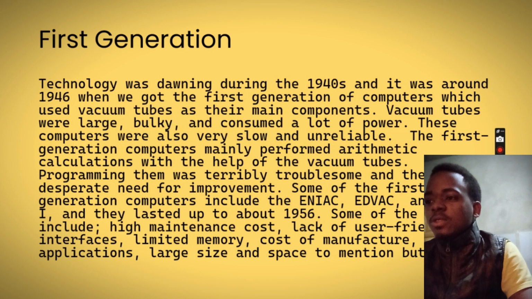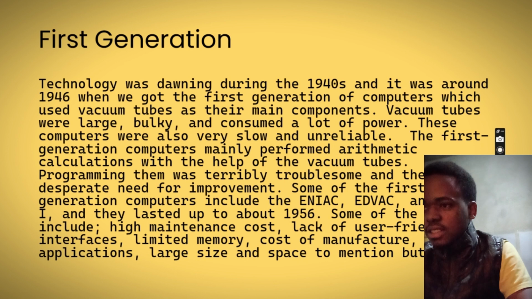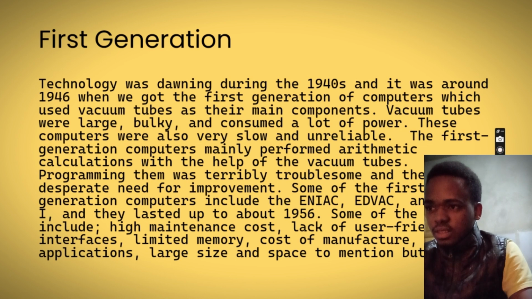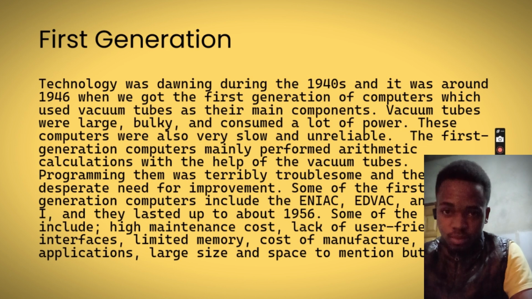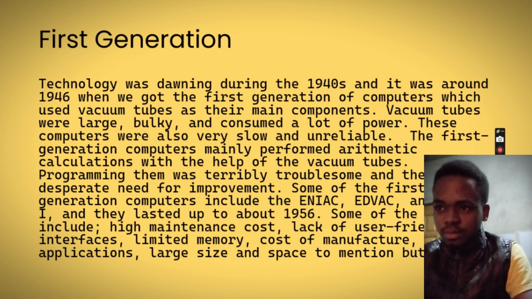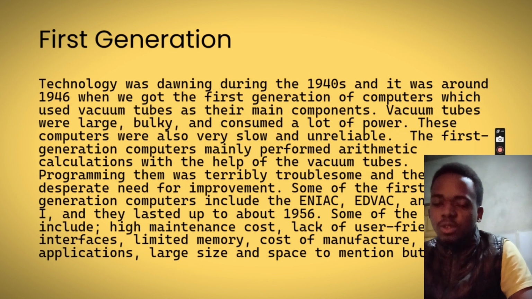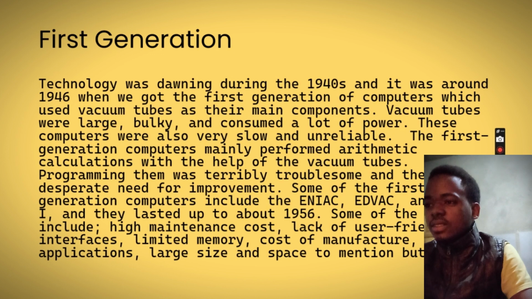Okay, so vacuum tubes were large, bulky, and consumed a lot of power. Now this could be seen as setbacks for vacuum tubes. These computers that used vacuum tubes were also very slow and unreliable because of the above mentioned. And the first generation computers mainly performed arithmetic calculations with the help of vacuum tubes. There was a real need for improvement here. Programming them was terribly troublesome, and there was a desperate need for improvement.